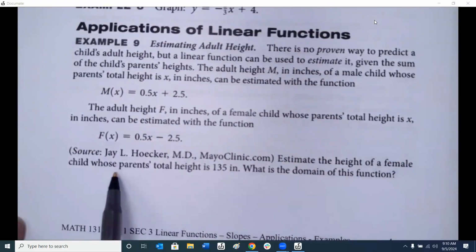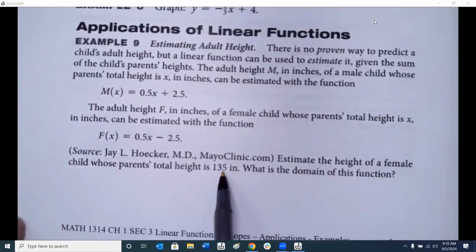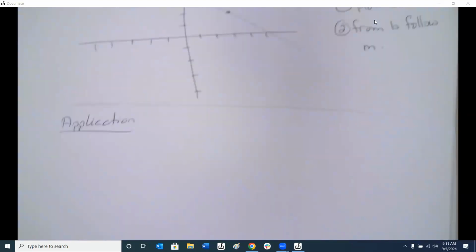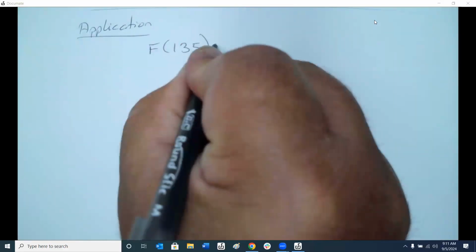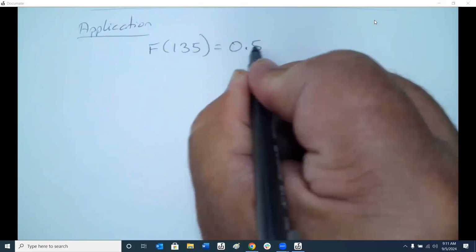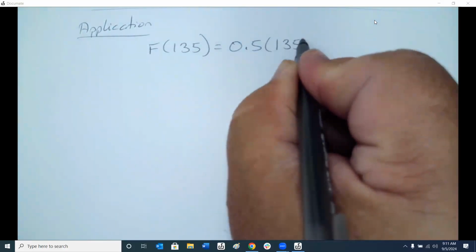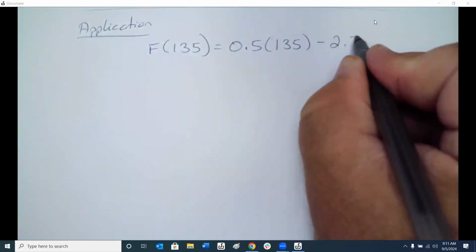Estimate the height of a female child whose parents' total height is 135 inches. So we have a female child. So which formula do we use? The second one. And what do we put for x? Put in 135. So it's 0.5 times 135 minus 2.5.